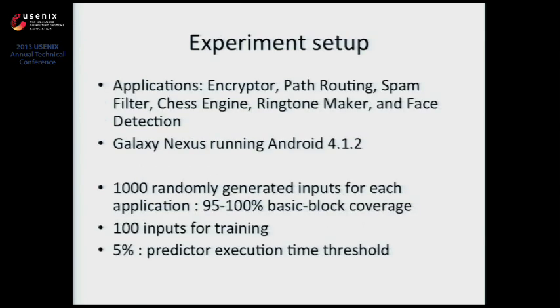To evaluate Mantis, we chose 6 mobile applications. Encryptor basically does encryption on data, path routing that finds a path on the map, spam filter, chess engine, ringtone maker that generates a ringtone from a WAV file, and face detection. The default smartphone we use for experiments is Galaxy Nexus running Android 4.1.2. For each application, we use 1,000 randomly generated inputs that give 95 to 100% basic block coverage of the application. We use 100 inputs for training and set the predictor execution time threshold of Mantis to 5%.